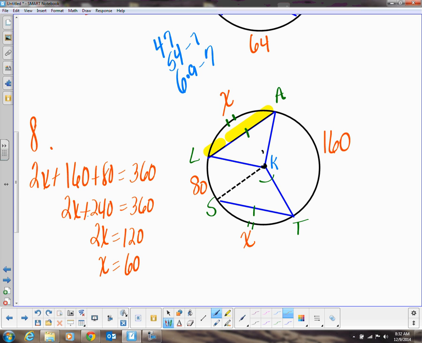They asked for LKA. If this is 60, what's LKA? Why? Vertex is on the center. It's a central angle. Angle equals arc. Ethan.